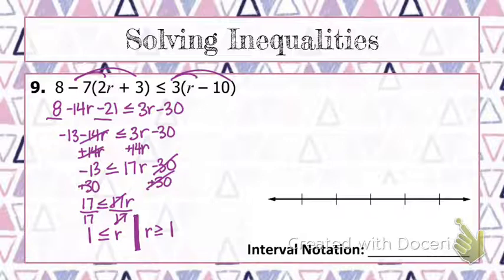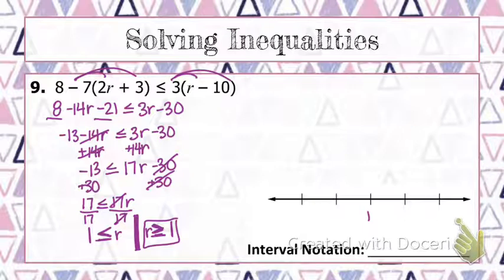So remember what I said about the alligator eats the bigger sandwich or the bigger meal? Here the alligator is eating the r. Here the alligator is still eating the r. Okay, so that's how you know that you flipped it correctly. So this is actually what we're going to use because then when we graph it, it's easier to graph. So our answer is r is greater than or equal to 1.